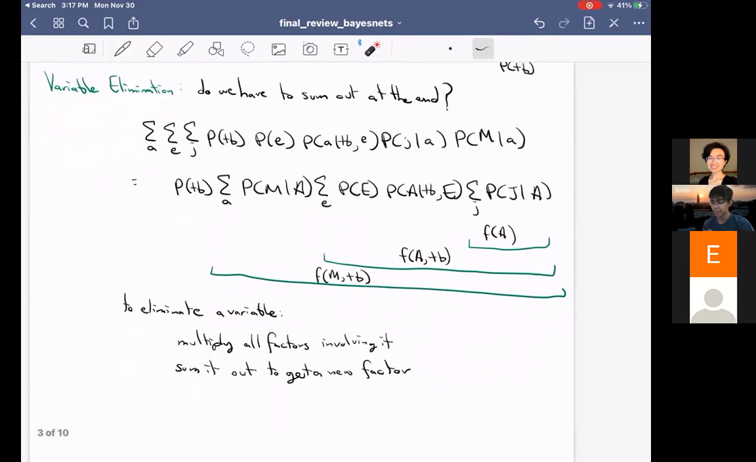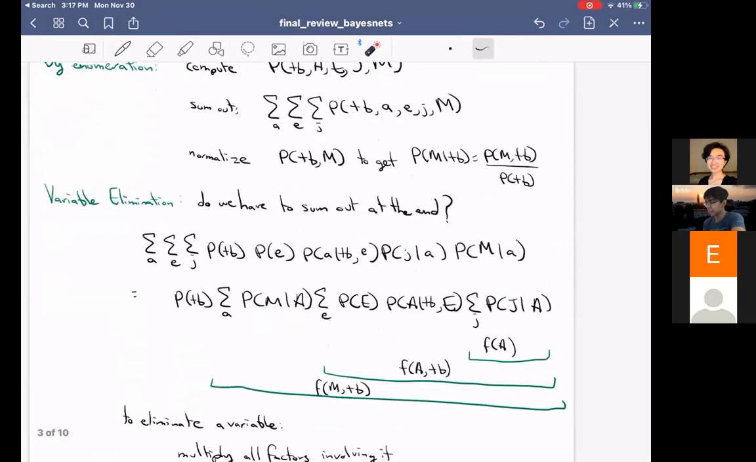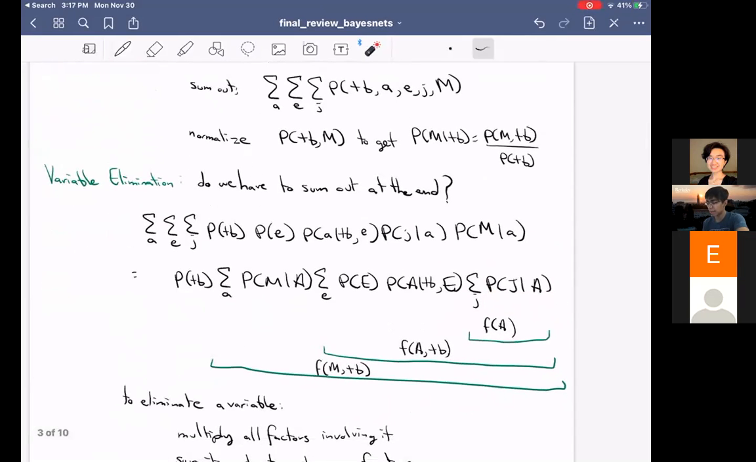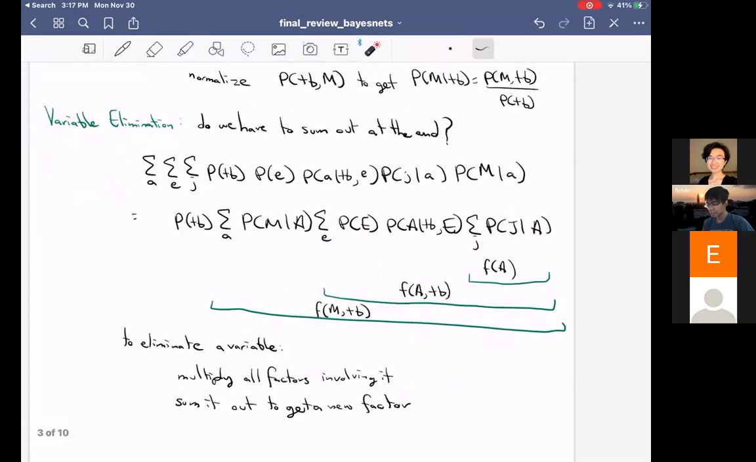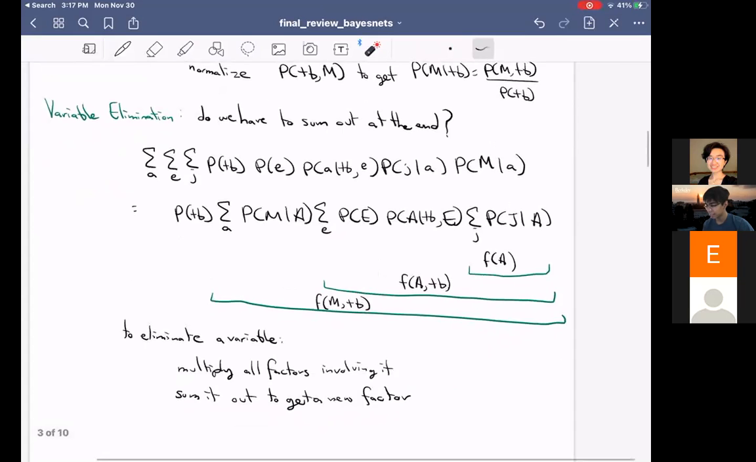And so to summarize, in order to eliminate a variable, what we do is we multiply all of the factors that are involved that have that variable in it. So for example, to eliminate J, I just need this P of J given A factor. To eliminate, say, E, I need to multiply both of these. So then you just sum out the variable and get a new factor. And that's pretty much the high level.